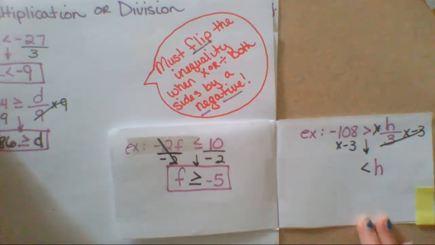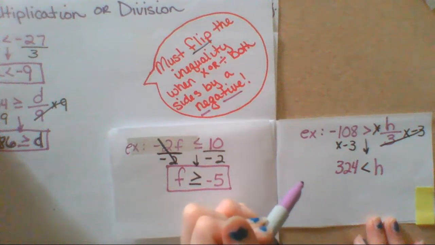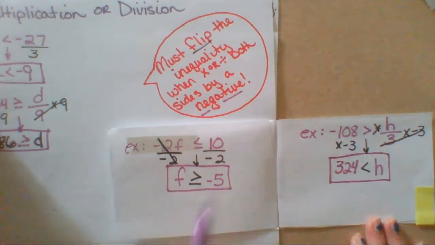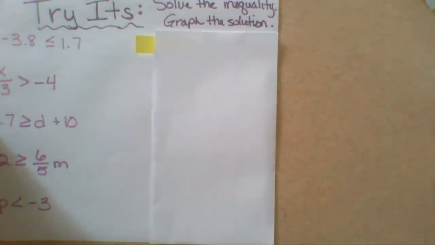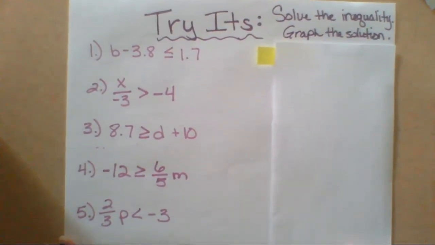Then on the left-hand side, 324. Okay? So h is greater than 324 here. All right. Phew. Now, that was a lot to take in. Hopefully you paused the video, rewound it, took it at your own pace. Here's a look at some try it problems that I'd like you to pause the video, try them out on your own, and we'll talk about them here in a second.